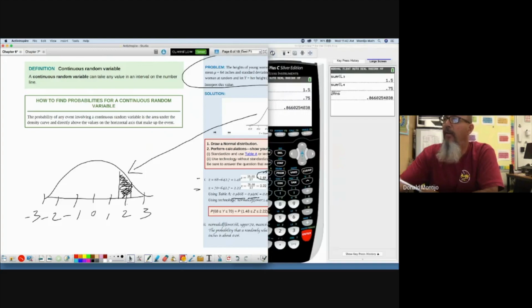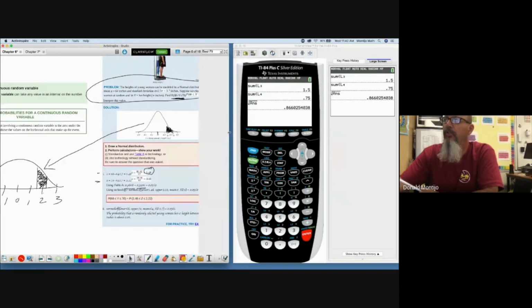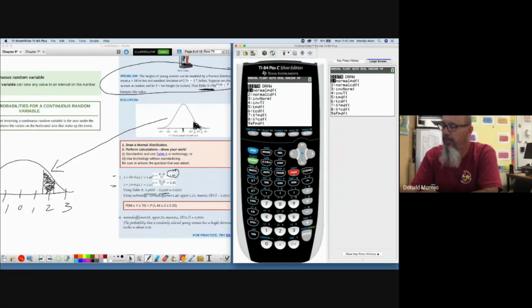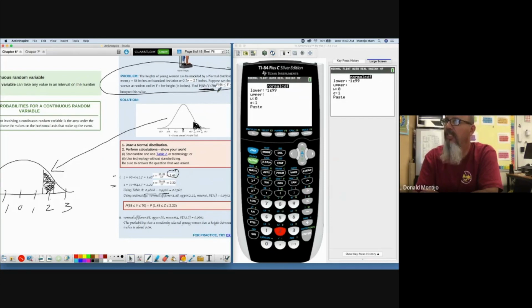Or I could use the calculator, which probably we're going to get so comfortable using that you're going to want to do it that way. So remember, on the calculator, to do normal calculations, I need to go to distribution, normal CDF. Lower bound: what was my lower bound? My lower bound was the smallest number I wanted, which was 68. I wanted to know from 68 all the way up to women who were 70 inches tall. So my upper bound would be 70.